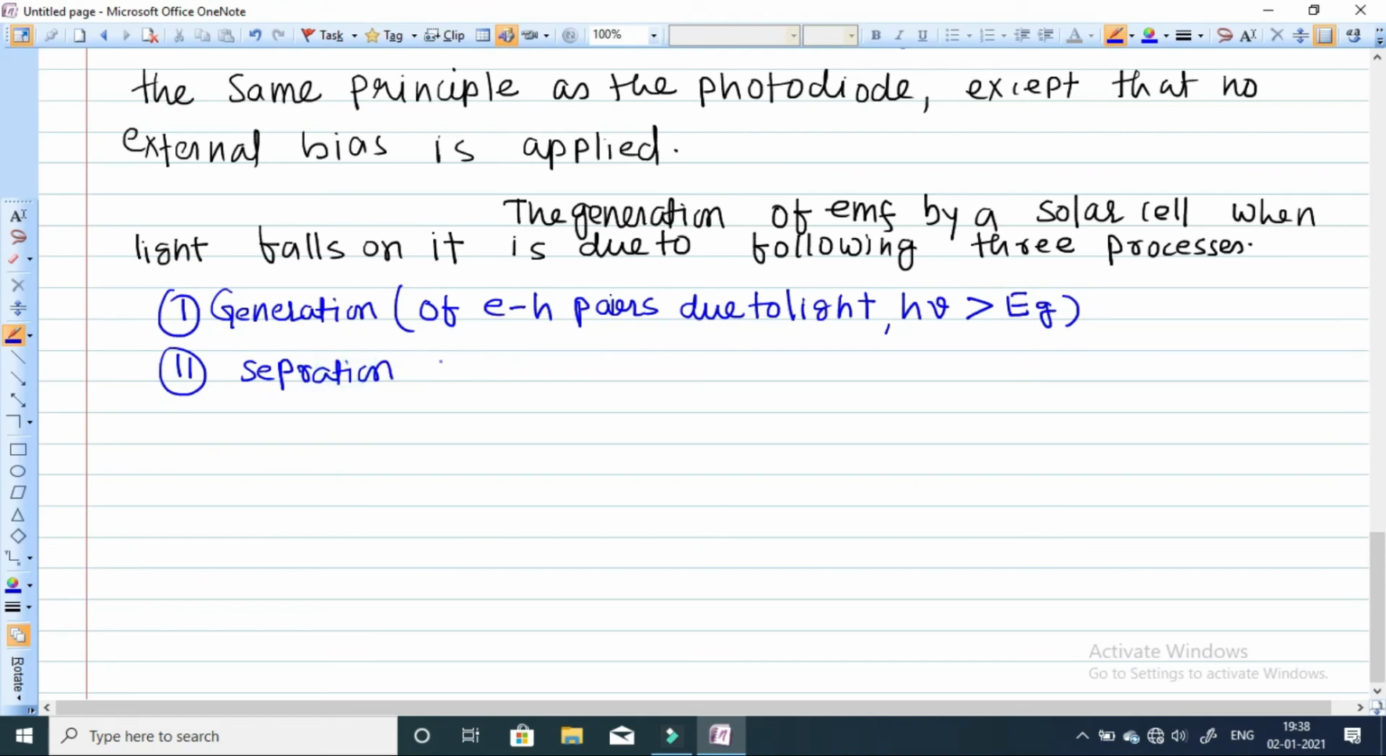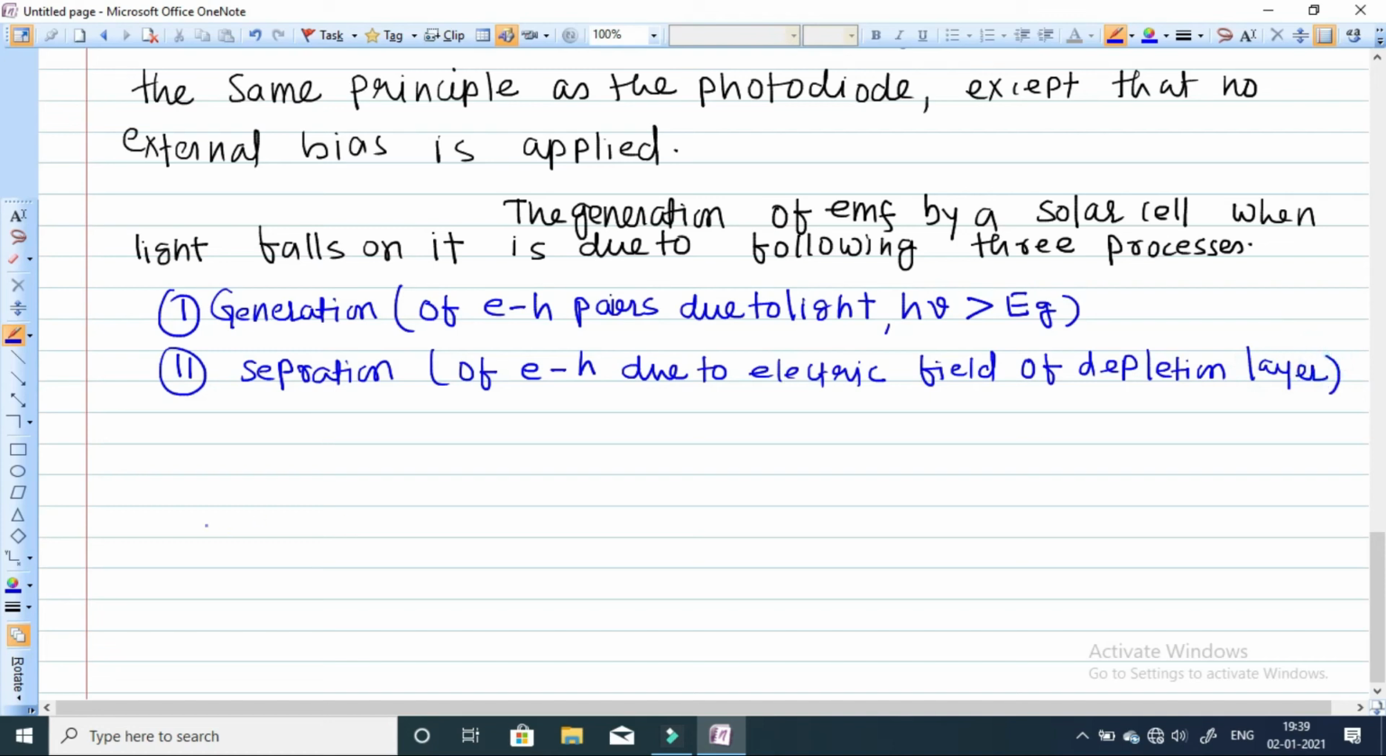of electrons and holes due to the electric field of the depletion layer. We have already discussed the depletion layer. It is found near the junction. This is the second process, and third is the collection. First is the generation, separation, and collection.